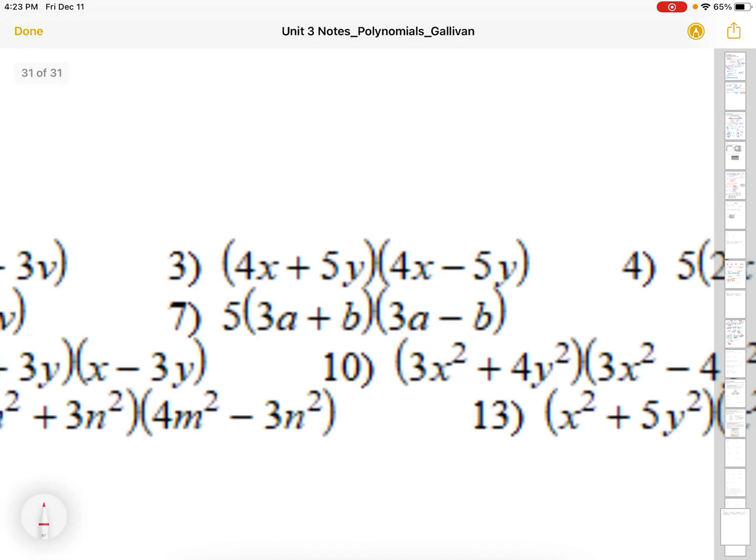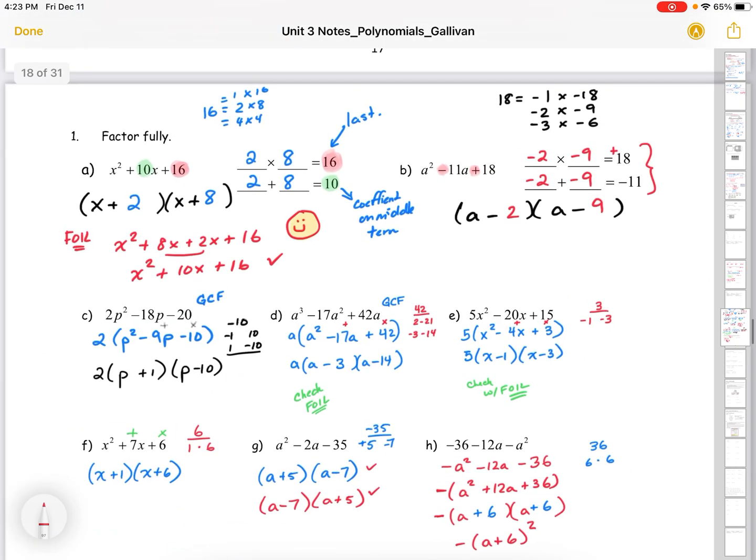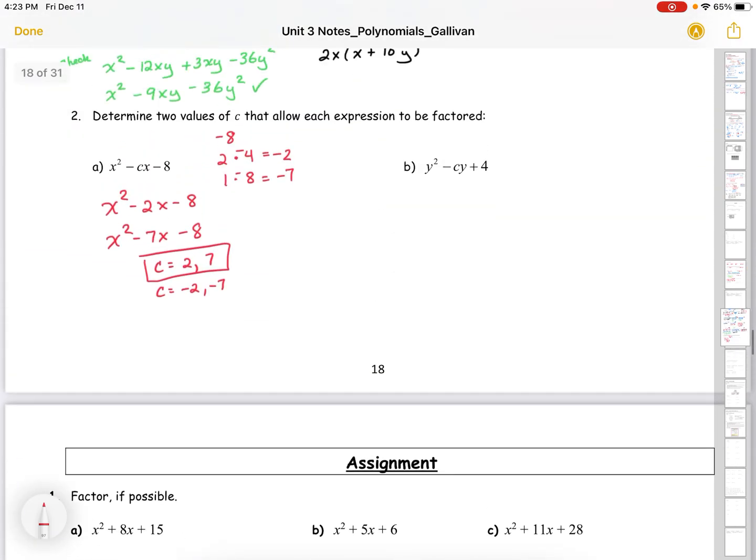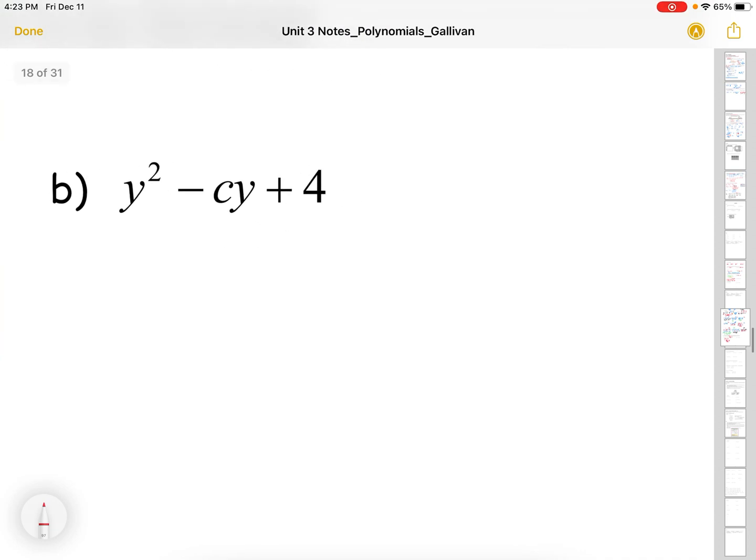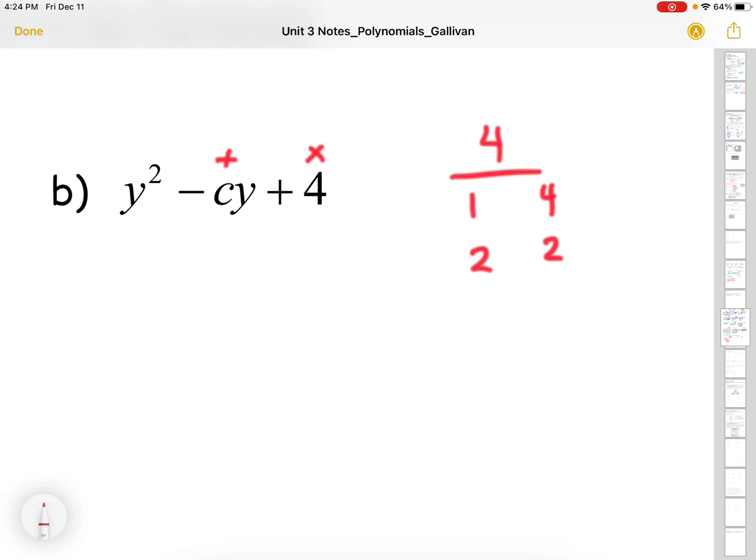Same thing here. Sorry about that, I bounced around. Yep, right here. So again, we're looking for two numbers that multiply to this and add up to get this. So if I think about 4 and I think about my factors, well, I could have 1 and 4, and I could have 2 and 2, right? So they have to give me a positive 4, so they have to be both negative. So this would add up to -5, and this would add up to -4. So that would mean that C would either be 5 or 4.